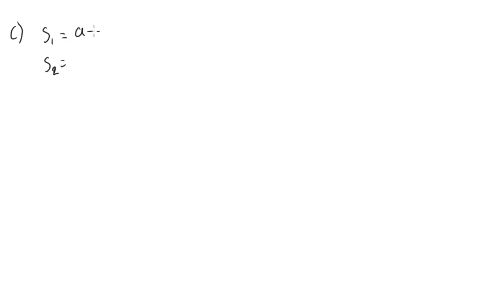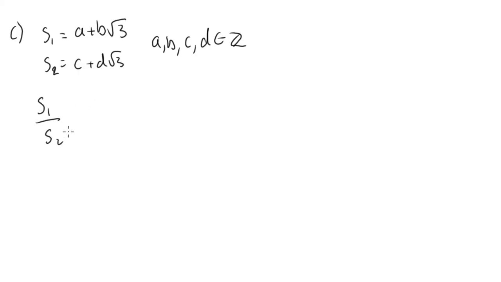So S1 is going to be A plus B root 3, and S2 is going to be C plus D root 3. And again, we're going to say that A, B, C, D all belong to the integers. And then we're just going to divide those two elements. So we're going to have S1 divided by S2 is equal to A plus B root 3 over C plus D root 3. And then, of course, at this point, we can rationalize the denominator.